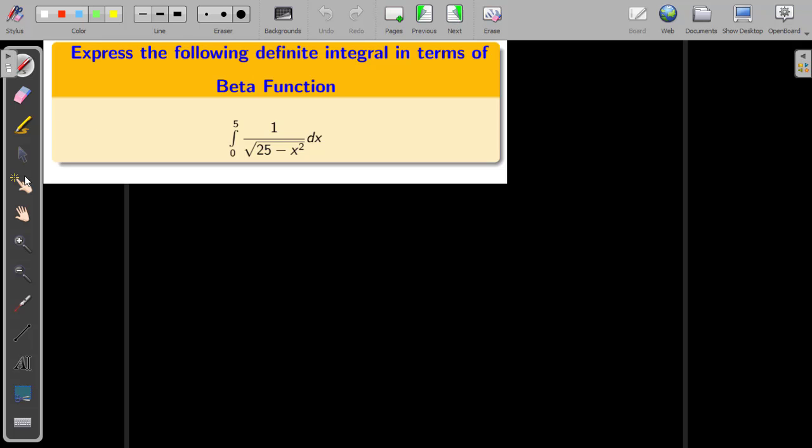This is the next question, in the same format. Express the following definite integral in terms of the beta function. Here the limits are 0 to 5, 1 by root of 25 minus x square. If you look here, there is an observation. To express this in the beta function, we need the definite integral of the form 0 to 1, but here it is 0 to 5.